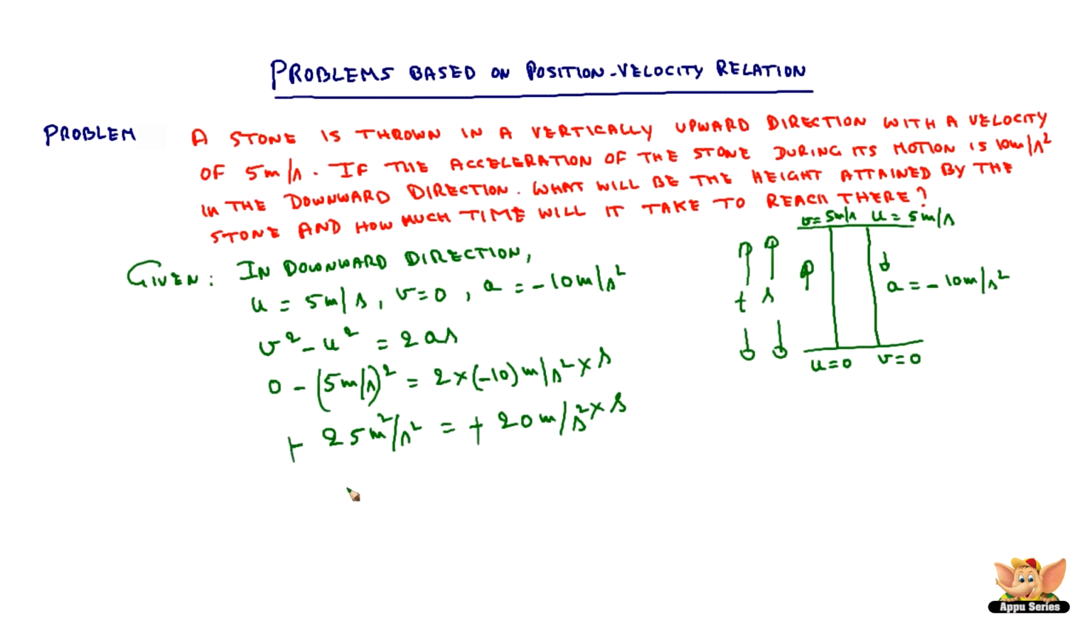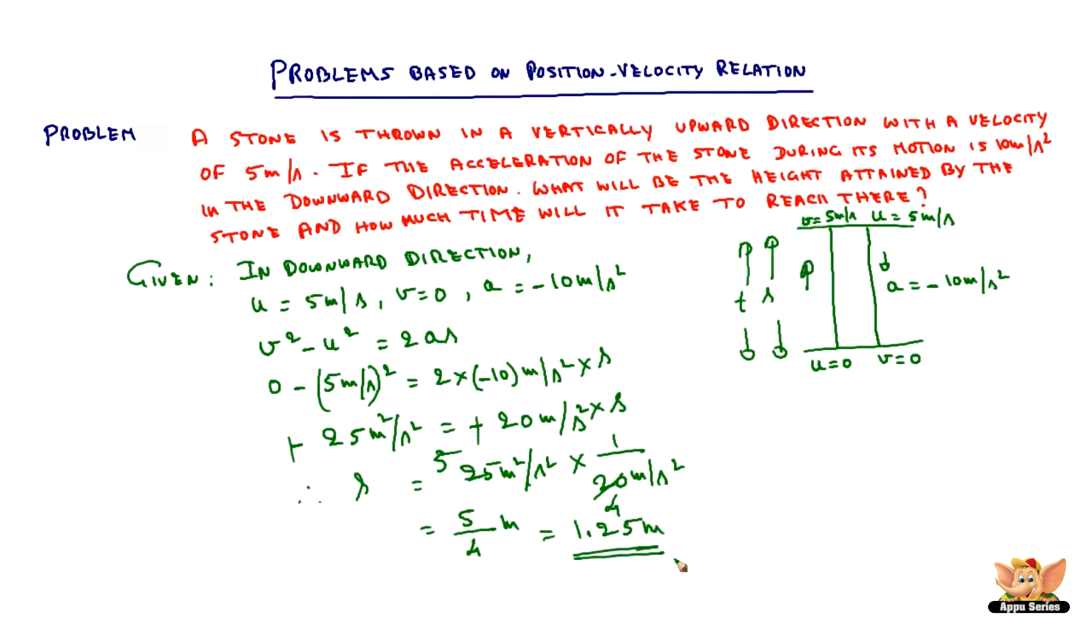So now minus minus gets cancelled. So therefore s is equal to 25 meters square per second square into 1 by 20 meter per second square. On cancellation, 5 4s, 5 5s, which becomes 5 by 4 meter, which is nothing but 1.25 meter. So the distance is 1.25 meter.